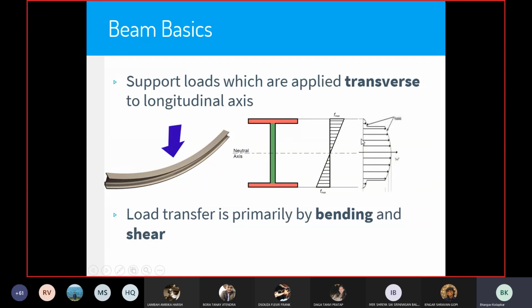What we observe from this is that the bending stress is maximum towards the extreme edges of the cross section, and the shear stress is significant towards the center. So it is safe to say that the web plays a significant role in resisting shear, and the flanges play a significant role in resisting bending.